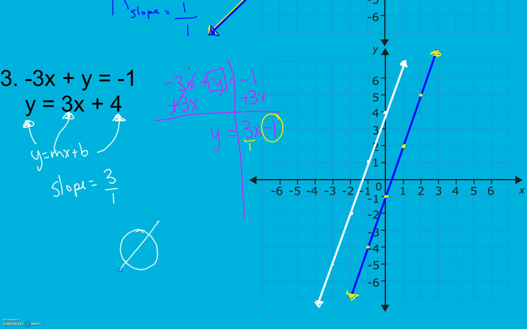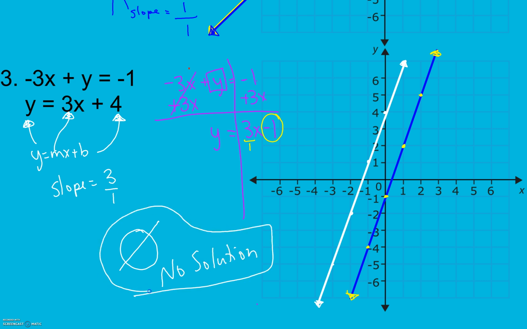Here, no solution. They're never ever going to cross. Never going to meet. No ordered pair will work for both equations. We also could have seen that from our equations. Here my slope is 3. Here my slope is 3. And my intercepts are different, which means they're different lines. And that's all I have for section 8.8.